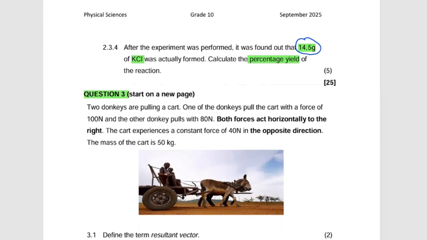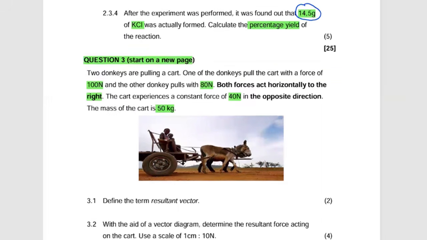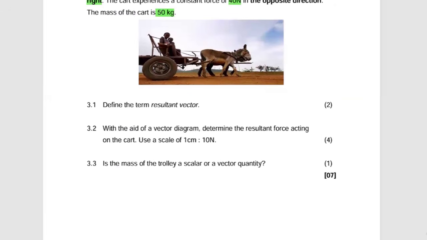So question 3: two donkeys are pulling a cart. One of the donkeys pulls the cart with a force of 100 newtons and the other donkey pulls with 80 newtons. Both forces act horizontally to the right, so we're given direction there. The cart experiences a constant force of 40 newtons in the opposite direction. The mass of the cart is given as 50 kg. The first question says define the term resultant vector. Remember, we already defined it.